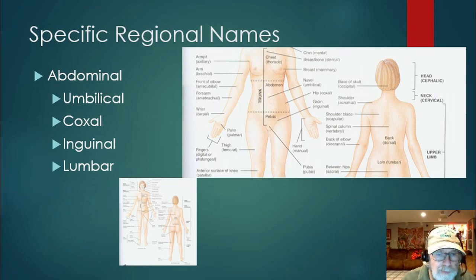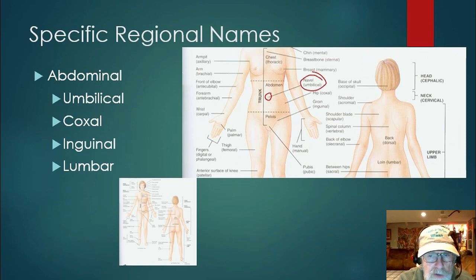Let's go to the abdomen. Okay? Now, some of these we've already talked about. First one we talked about before was the umbilical region. Umbilical region means the navel or the belly button region. Okay? That area right there would be the umbilical or the navel region. Umbilical, navel, whatever, I don't care what you call it, somewhere in that range.